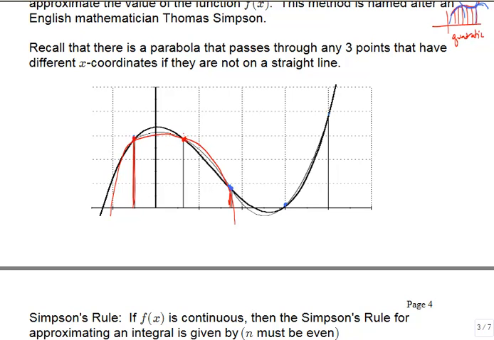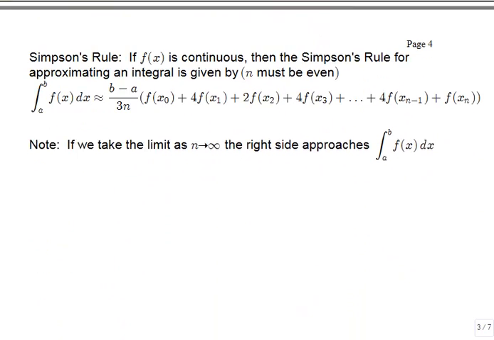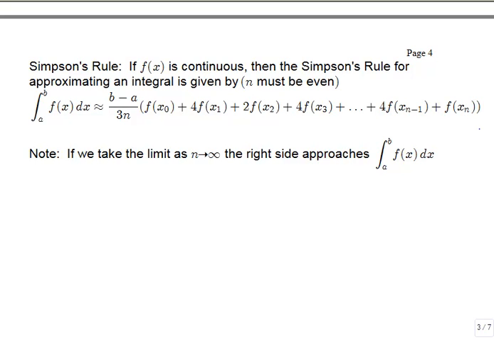Okay, and then you would go to the next 3 points, starting where this one left off, picking up here and then the next one, and trying to find the next parabola shape that would go through those points, and approximating the area under that parabola using known antiderivative rules. We know how to integrate a quadratic function, so we could integrate those and get a good approximation under that curve. Okay, so this is called Simpson's rule. We're not going to go through the derivation of the whole formula. I'm just going to give it to you.